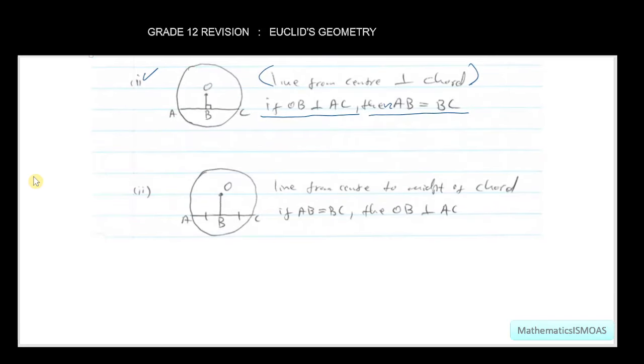Then number 2, if a line is drawn from the center of a circle to the midpoint of a chord, then that line is perpendicular to the chord. Meaning, if AB is equal to BC, then it means what? OB is perpendicular to AC. And then your reason for that is line from center to midpoint of chord. That's your reason for using that theorem statement.